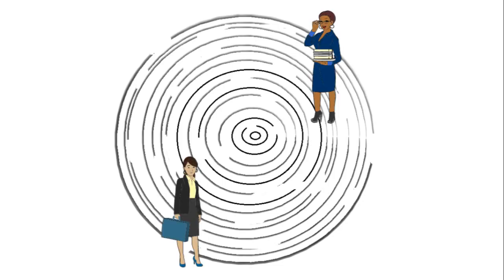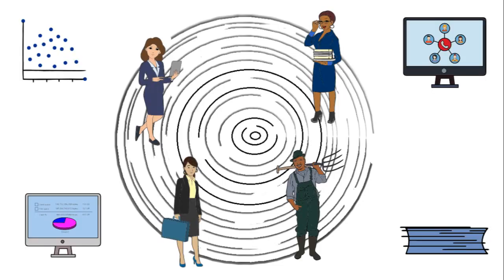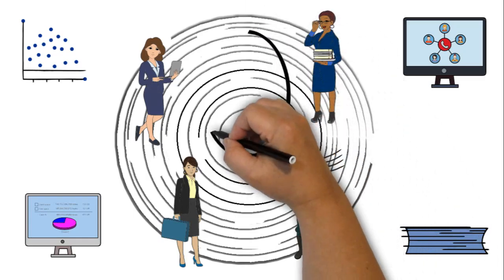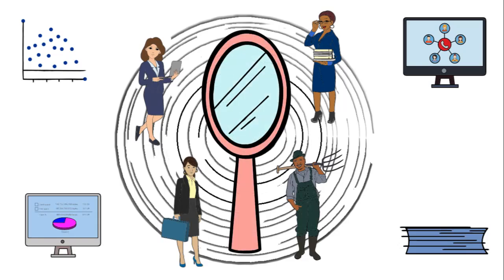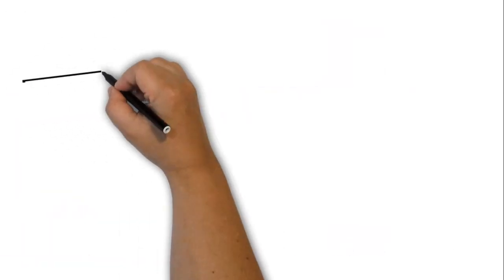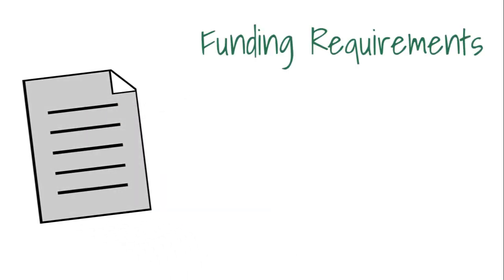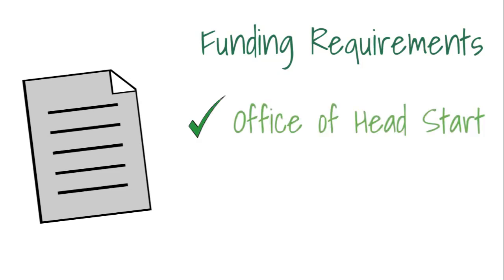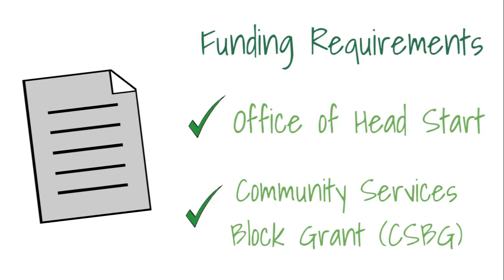Mano-Y-ola is a multidisciplinary team with experience in many fields. We collect, organize, and analyze the most recent, relevant, and reliable data to address the unique needs of your community and organization. This ensures your community assessment covers a comprehensive list of indicators to meet all funding source requirements, such as the requirements of the Office of Head Start or the Community Services Block Grant.